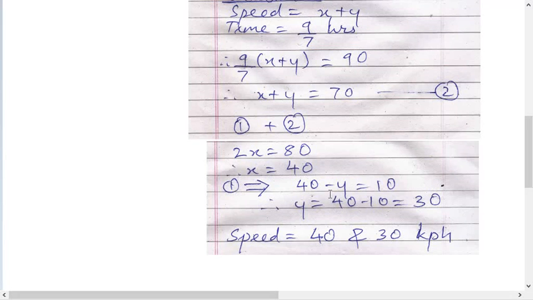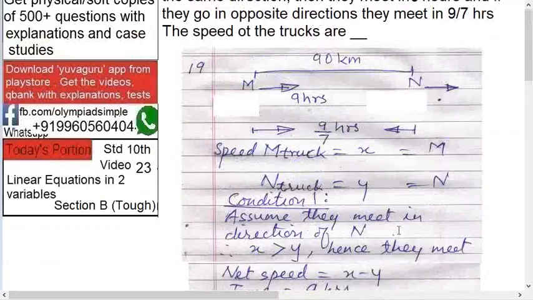Now put it in 1. Therefore 40 minus y equals to 10. Therefore y equals to 40 minus 10, 30. Therefore the speed of the trucks are 40 kilometers and 30 kilometers per hour.